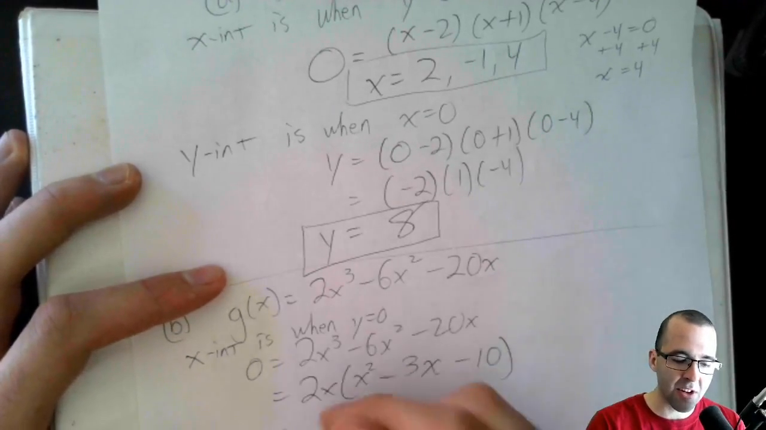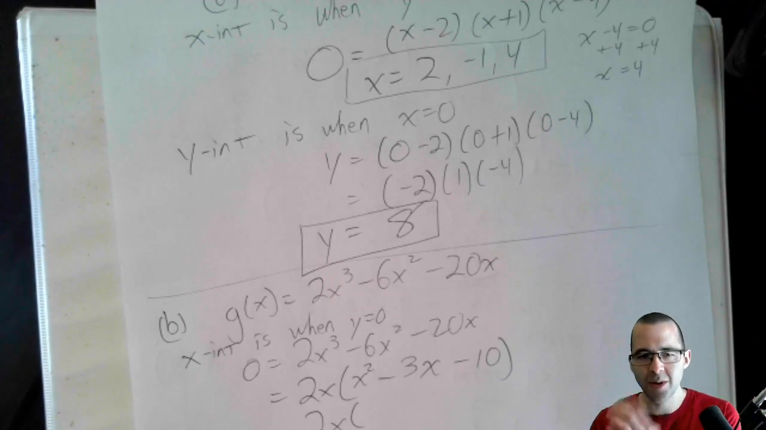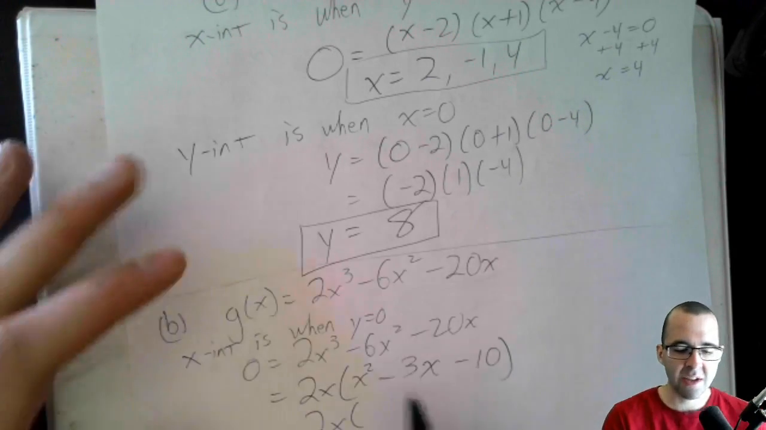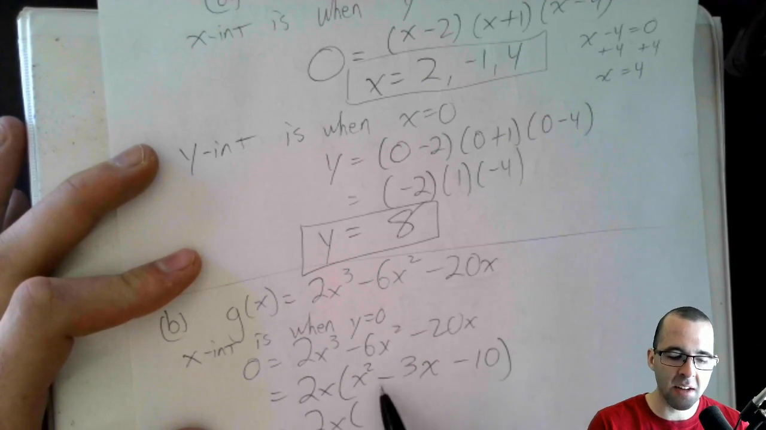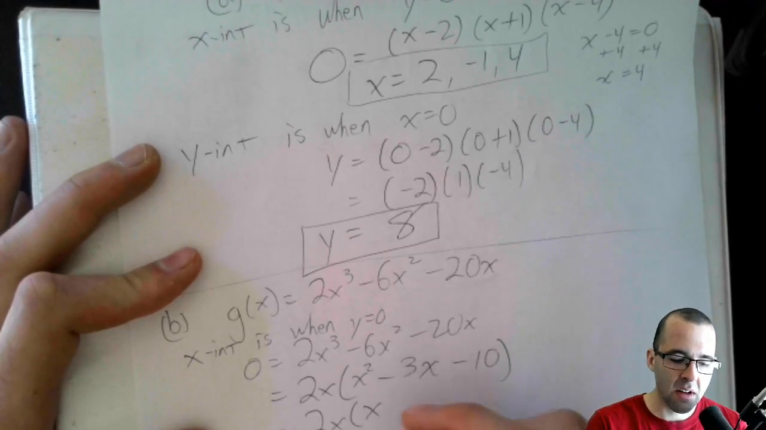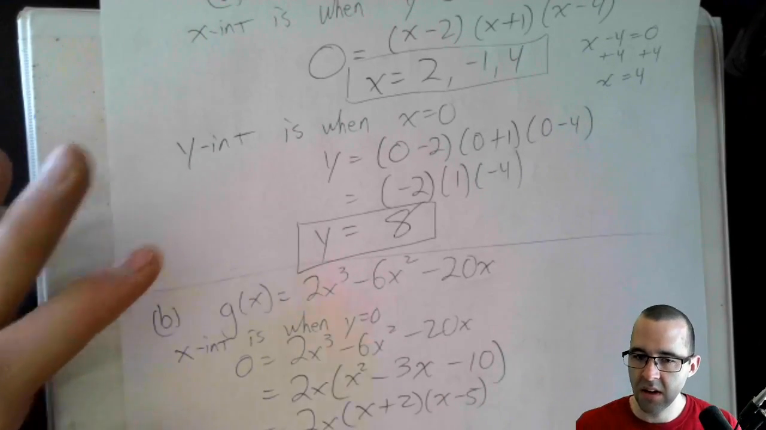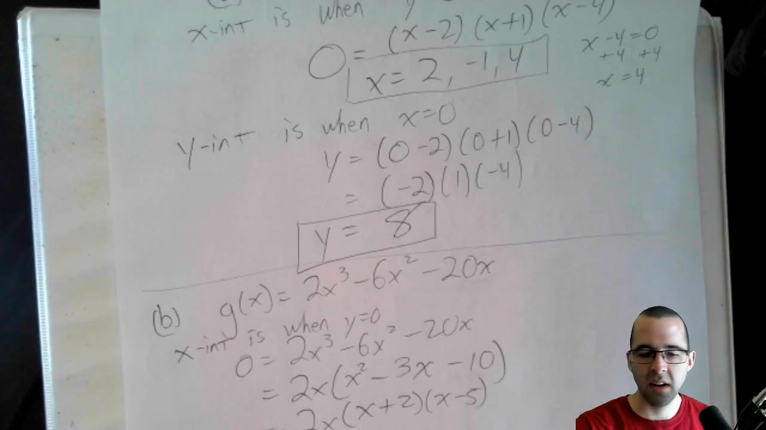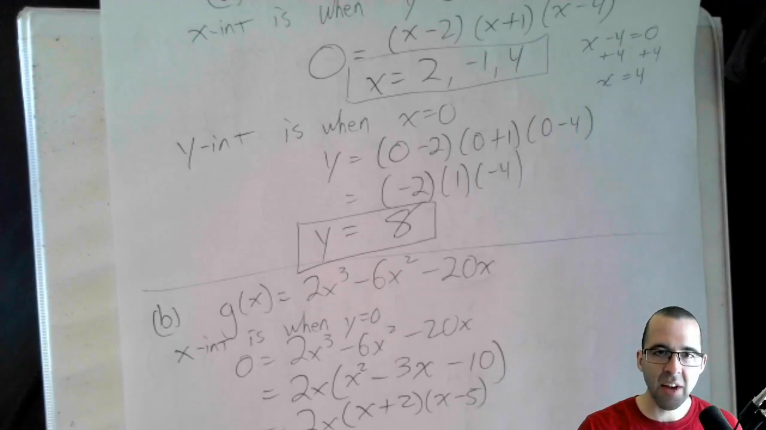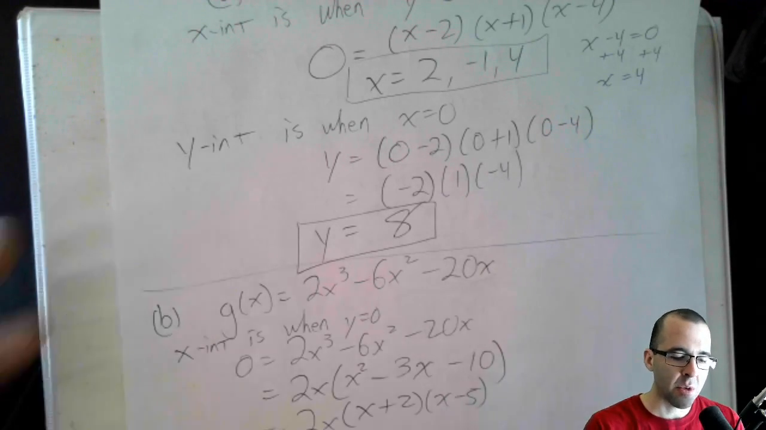Remember, the 2x is sitting out in front. It's just patient. The 2x is patient. We just need to factor the inside. We need something that multiplies to negative 10 and adds to negative 3. You're going to get plus 2 and minus 5. And it's factored. Just as easy as 1, 2, 3. So we know our x-intercepts.